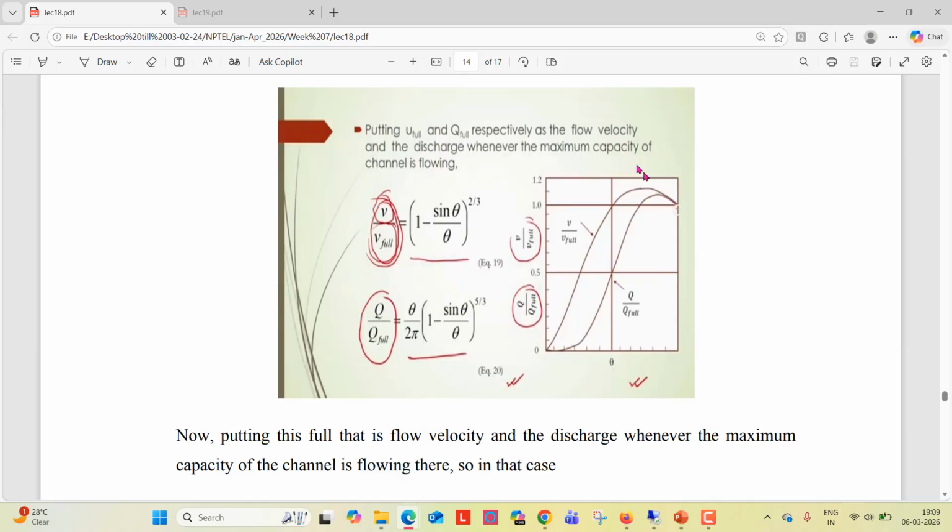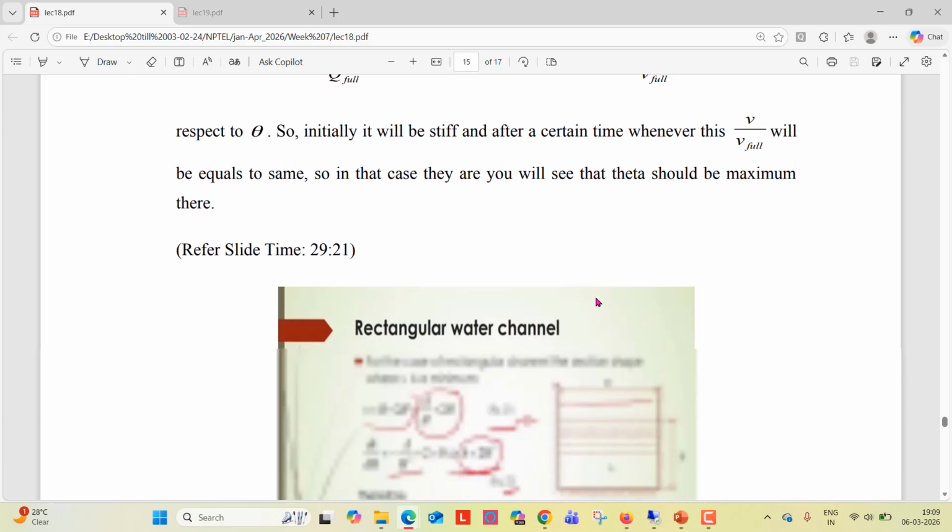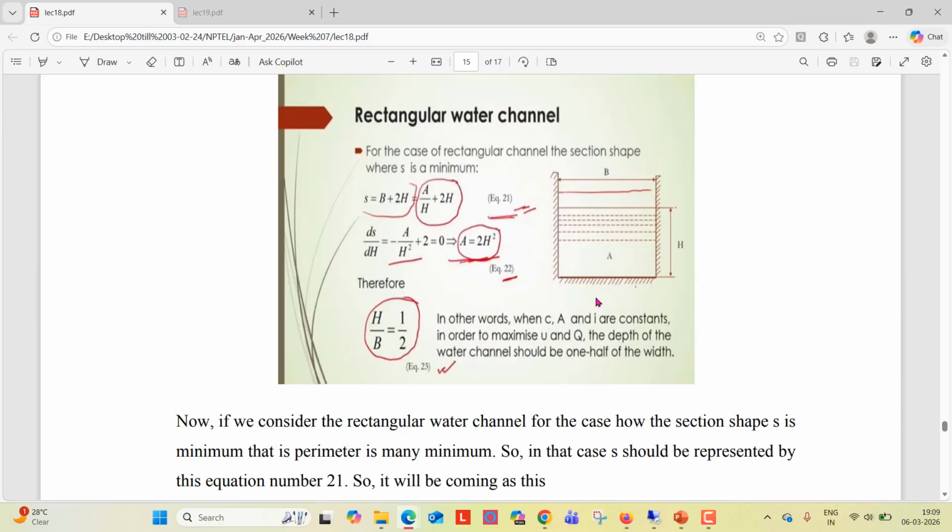So this is the V by V flow velocity and the discharge ratio, whenever the maximum capacity of the channel is flowing. This is for the water flow in a rectangular channel. The last one is the circular channel flow. This one is the rectangular channel flow. So you can see that the height by width ratio is half.